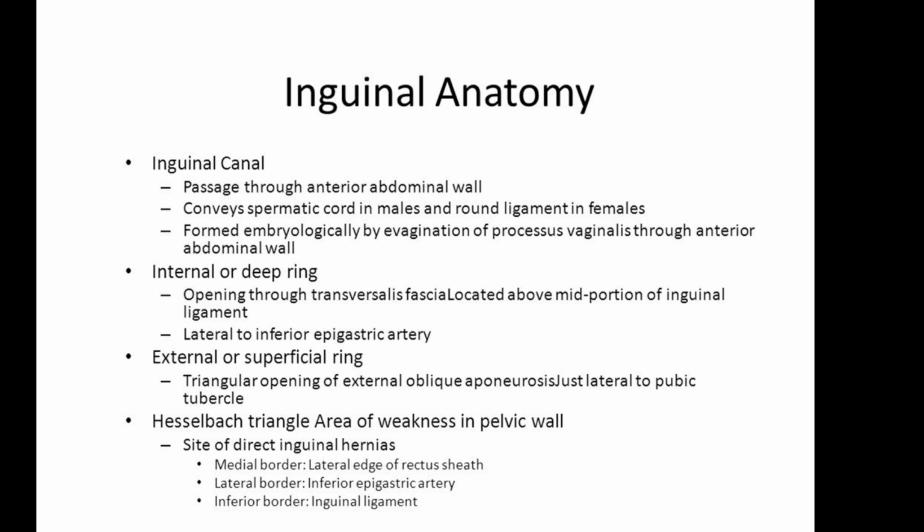Internal or deep ring of the inguinal canal, an opening through the transversalis fascia located above the midportion of the inguinal ligament, lateral to the inferior epigastric artery. External or superficial ring of the inguinal canal, a triangular opening of the external oblique aponeurosis just lateral to the pubic tubercle. Hesselbach triangle, an area of weakness in the abdominal wall, site of direct inguinal hernias. Medial border: lateral edge of the rectus sheath; lateral border: inferior epigastric artery; inferior border: inguinal ligament. These are the sides of this triangle.